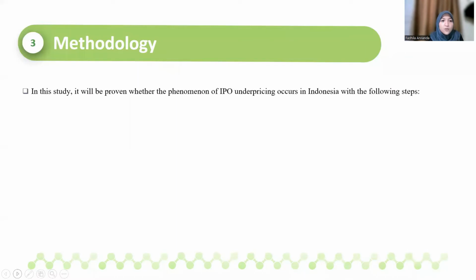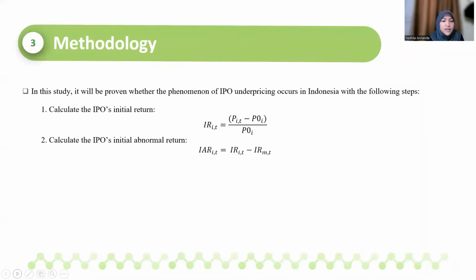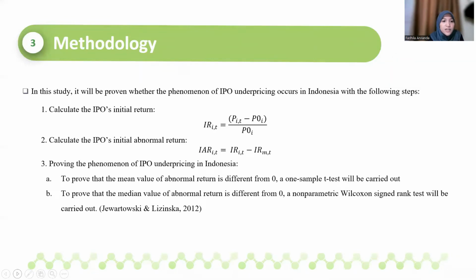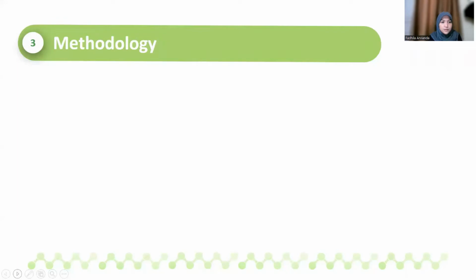In this study, it will be proven whether the phenomenon of IPO underpricing occurs in Indonesia or not with the following steps. First is to calculate the IPO initial return, then calculate the abnormal return, and then prove the phenomenon by using the one sample t-test and the non-parametric Wilcoxon sign rank test.